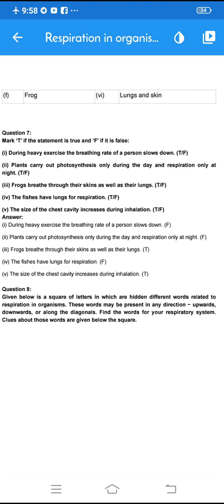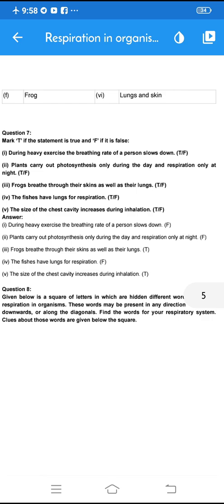The second one: plants carry out photosynthesis only during the day and respiration only at night. Okay, so this is false. Plants carry out photosynthesis during the daytime, but saying respiration only at night is wrong. Respiration takes place continuously. Okay, the third one is: frogs breathe through their skin as well as through their lungs. It is true. A frog breathes with its skin and also with the help of its lungs.